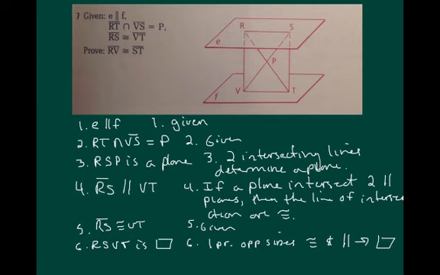Since they give us that RS is congruent to VT, I know that RSVT is a parallelogram because it has one pair of opposite sides congruent and parallel. Therefore, it's a parallelogram. So, to conclude and show that RV is parallel to ST, that has to be true because opposite sides of a parallelogram are congruent. So therefore, RV is congruent to ST.